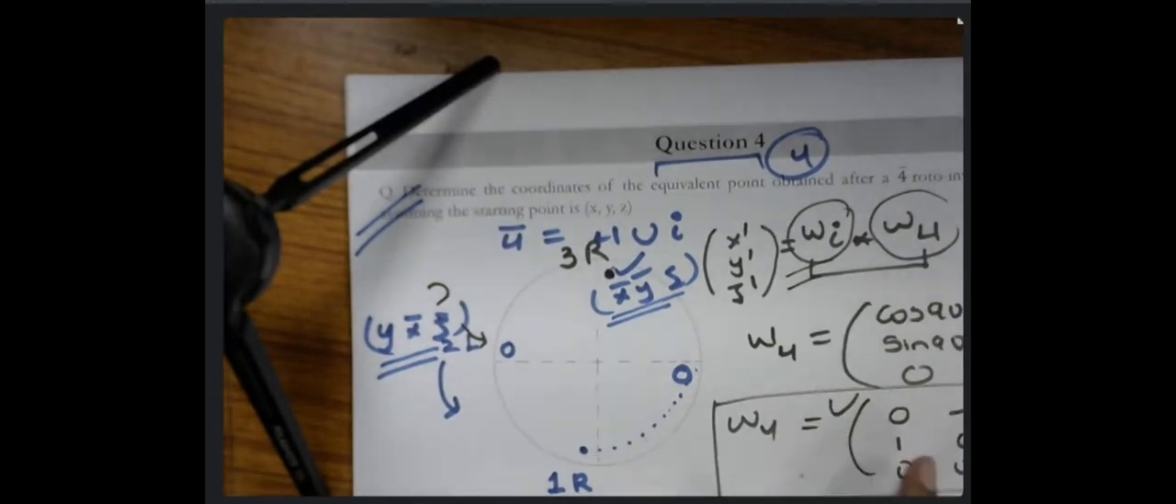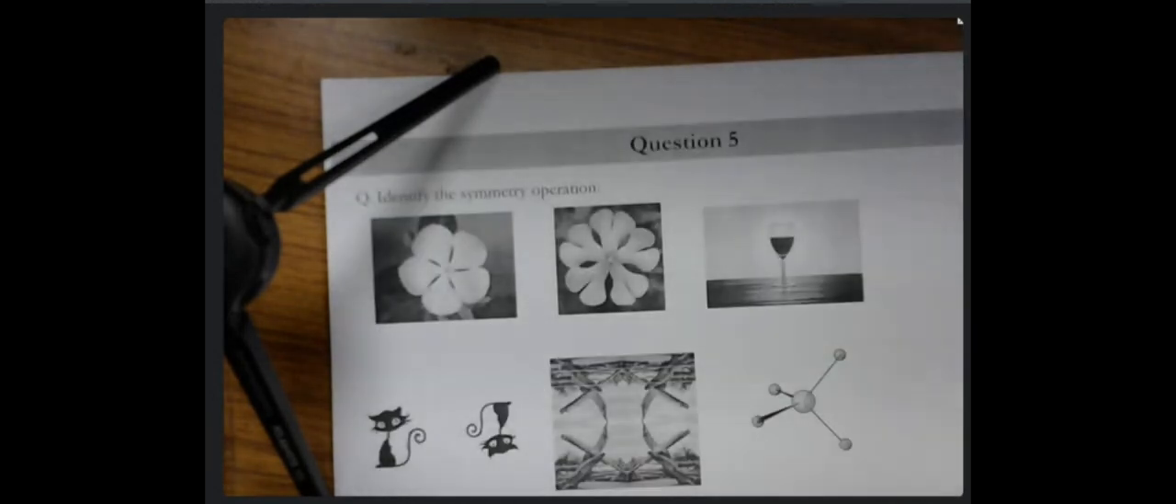And in this manner we can solve question number 4. Now let's move ahead to question number 5. What question number 5 is asking is to identify the symmetry operation. We have to identify the symmetry operation over here.